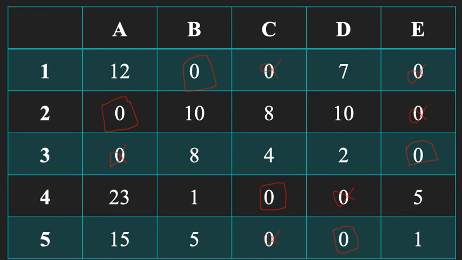Now that means if this is the first salesperson, and this is the first district, to the first salesperson we are giving which district? B. To the second we are giving district A. To the third we are giving district E. To the fourth one we are giving district C, and to the fifth one we are giving district D. That means we are assigning one district to each salesperson. That means each salesperson has got at least one district here.